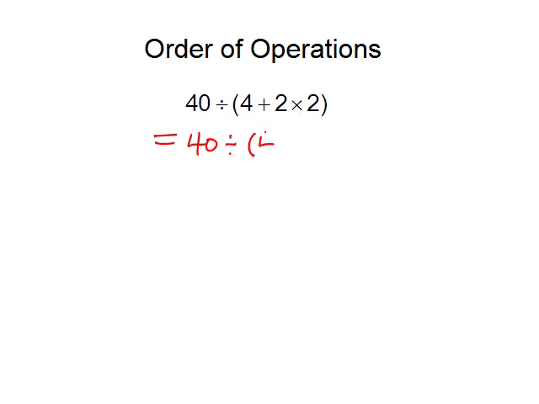So this becomes 4 plus, I'll just make that a little clearer, 4 plus 2 times 2, which is 4. Now finishing the brackets off, it becomes 40 divided by 4 plus 4 is 8. Now there's only one operation left to do. 40 divided by 8 is 5.